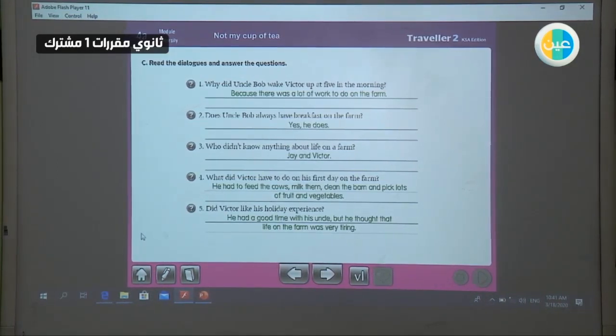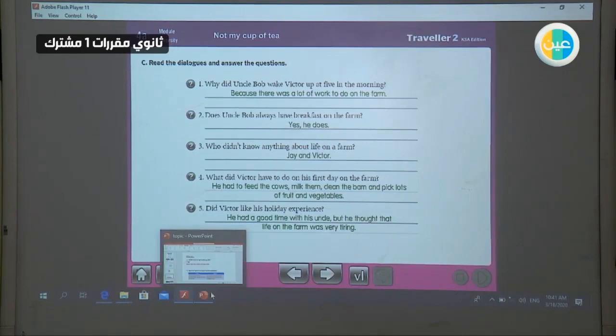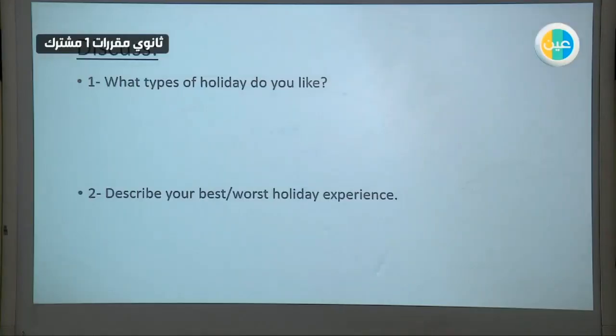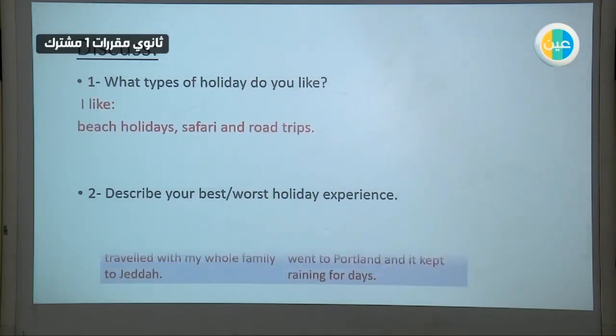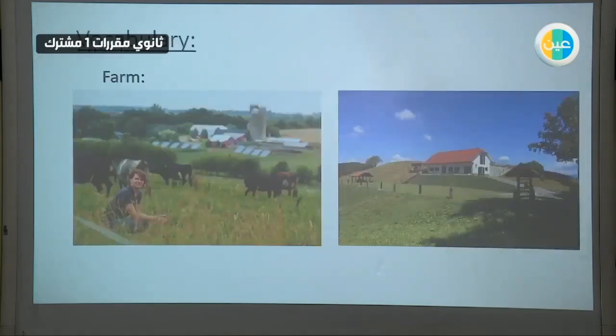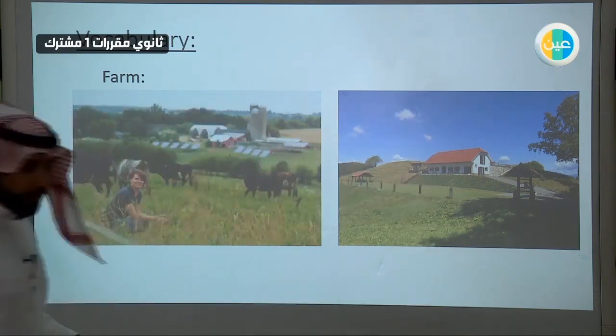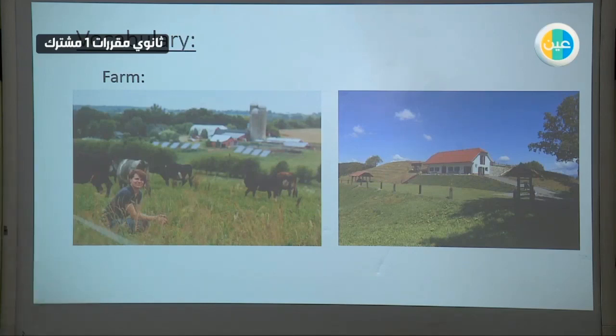For the last section for today, it's about vocabulary on page 48 and 49. So for the farm, as you can see here, it's about the plants, about the trees, animals, and in the second picture here, you can see a farmhouse like this one. This is the meaning of farm, just to review it and to make sure that you understand it.